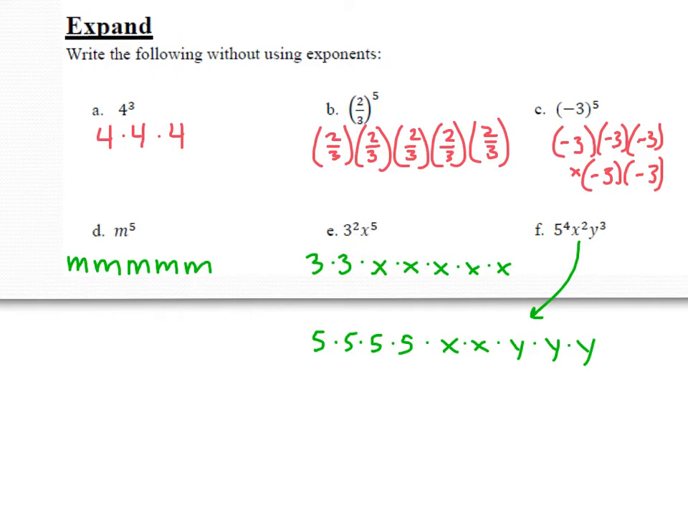This one I have a number and a variable, so I expanded the 3's. 3 times 3, that's the 2nd power. x to the 5th power, expanded that out. I got 3 times 3, and then 5 x's all multiplied together.